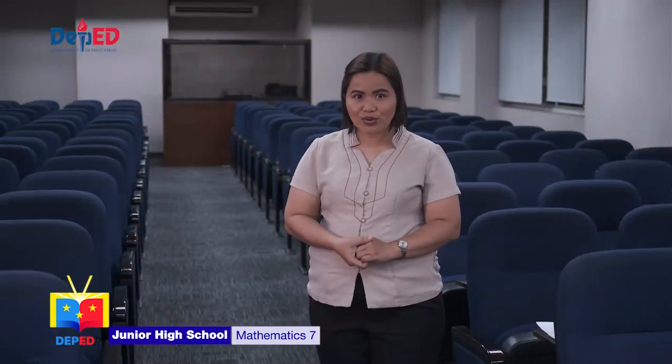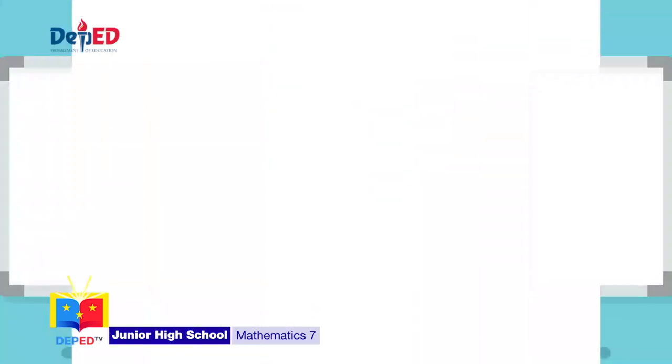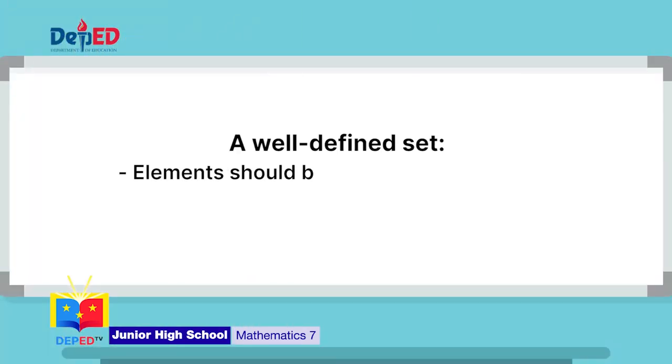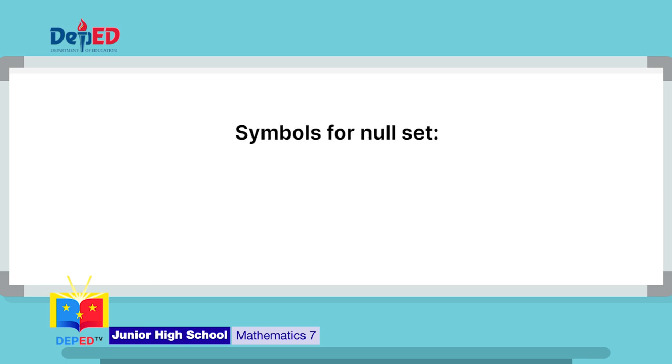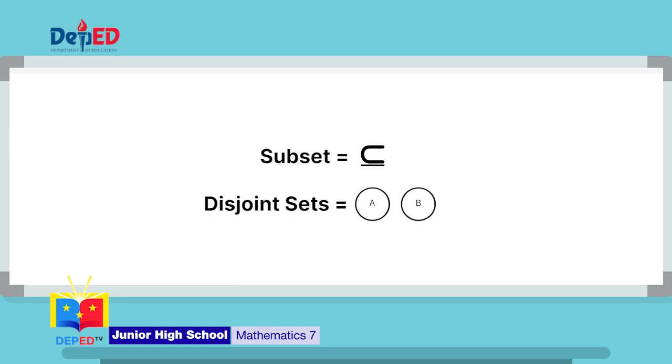In our previous episode, we discussed a well-defined set and the elements of a set. We also learned that a set must have elements that are related to one another, and generating such a list must not lead to a difference in opinion due to the subjectivity of what elements may be included in it. We came across new terminology such as null set, or most commonly known as an empty set, which is a set with no elements in it. When we tackled several types of relations that may exist between two or more sets, we learned about subsets and disjoint sets. Lastly, we've learned how to determine the cardinality of a set.